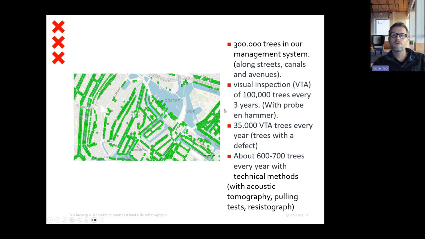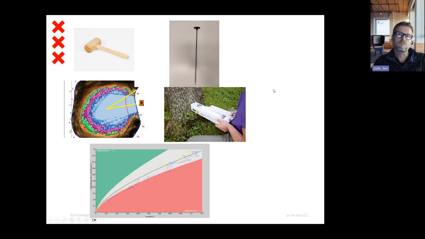We do a visual inspection of about 100,000 trees every 3 years and 35,000 trees every year. And those are the trees with a defect. My role in the tree management is to oversee the technical inspection of the trees conducted by our contractors. And our contractors are all European Tree Workers or European Tree Technicians. Our contractors use different tools, simple tools like the hammer and the probe. For the technical part, we use the Picus or the Arbotom, also the Resistograph, and sometimes they do pulling tests.